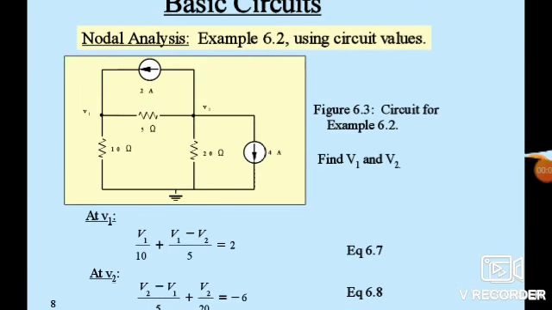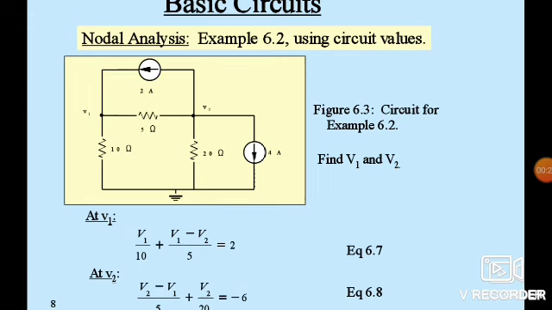Let us consider another example shown in the figure, in which there are two nodes V1 and V2. For the node V1, the current flowing through the 10 ohm resistance is V1 by 10, and the current flowing through the 5 ohm resistance is (V1 minus V2) divided by 5, and there is only one incoming current, 2 amps, the remaining 2 are outgoing currents. Therefore, V1 by 10 plus (V1 minus V2) divided by 5 equals 2 amps.